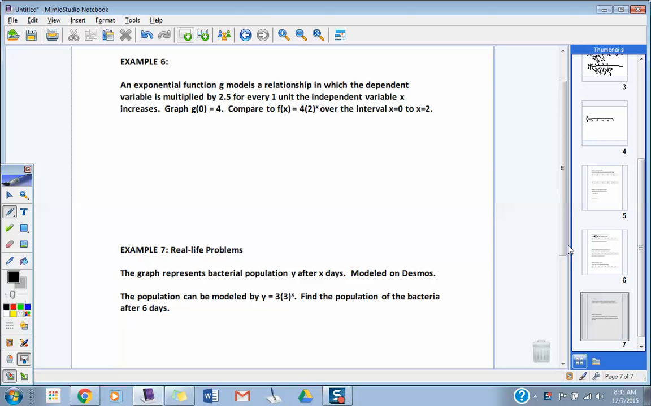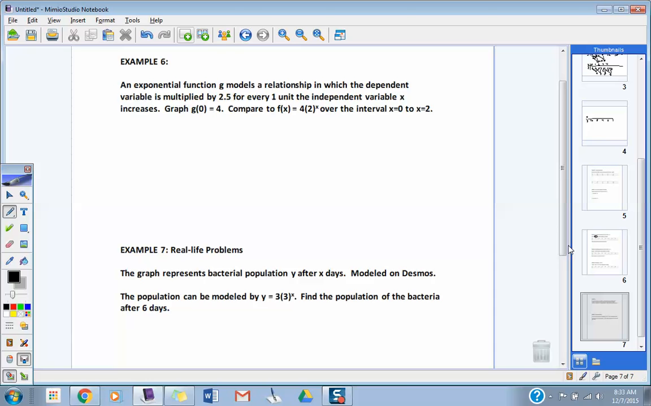An exponential function g models a relationship in which the dependent variable is multiplied by 2.5 for every 1 unit the independent variable x increases. Graph g of 0 equals 4. Compare to f of x equals 4 times 2 to the x power over the interval x equals 0 to x equals 2. Okay, this sounds like a tough problem.